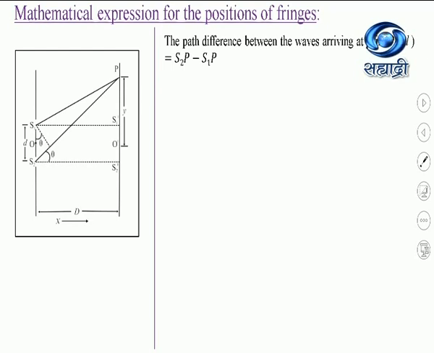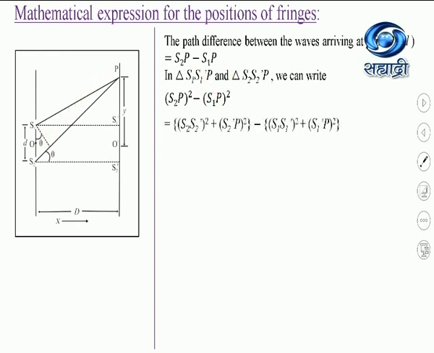For this, we draw perpendiculars on the screen from the two slits S1 and S2. So S1S1 dash is the perpendicular drawn on the screen. Also, S2S2 dash is another perpendicular drawn on the screen. So we get two right angle triangles, S1S1 dashP and S2S2 dashP. Now in S1S1 dashP and S2S2 dashP, we can find S2P square minus S1P square. So what is S2P square?